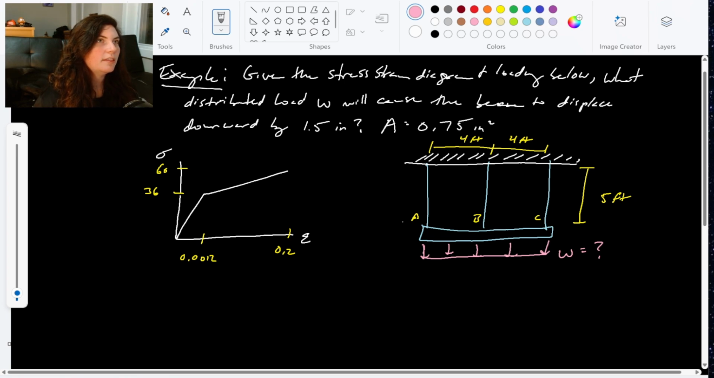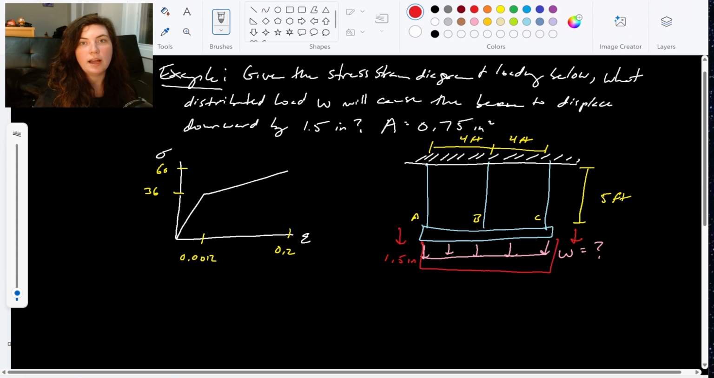So this problem is kind of interesting in the fact that if we think about how the displacement of this guy is going to be, right? This displacement of 1.5 inches, what it is is this entire bar moving down, right? So it's going to move down evenly by that 1.5 inches. It fully moves down because of this evenly distributed load W.